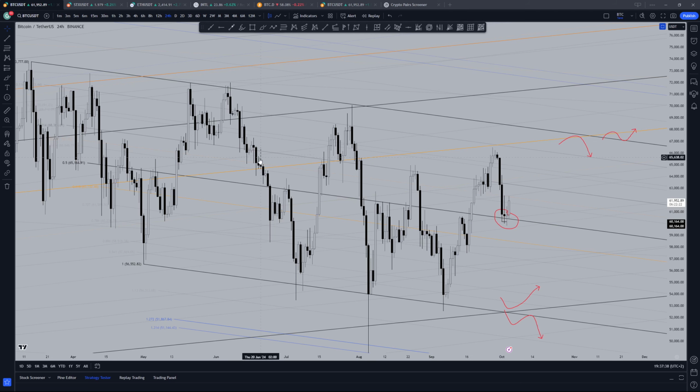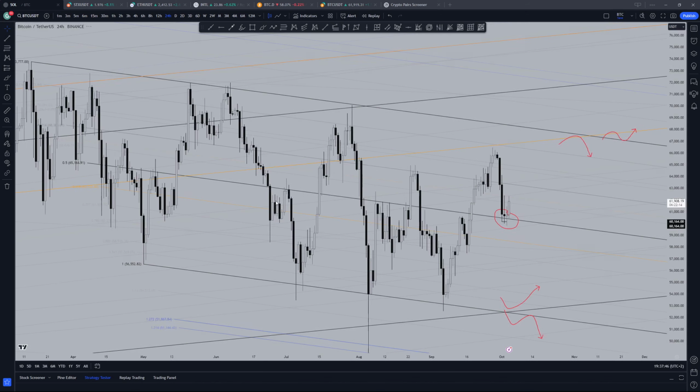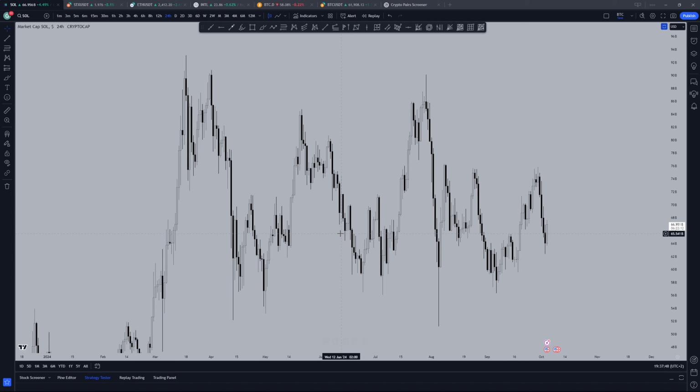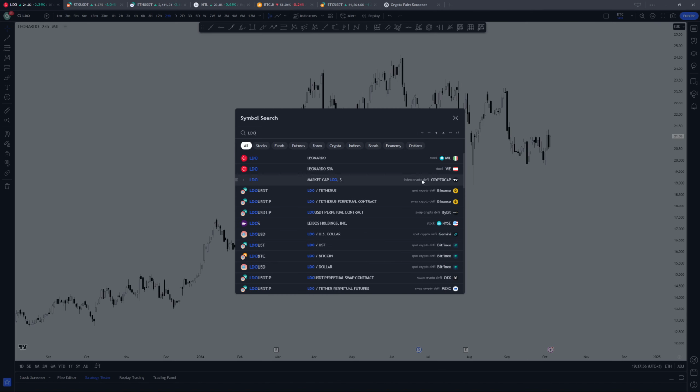How do you look at a market cap on TradingView? Okay, so now not every coin has this on TradingView, but essentially what you can do is you just type in like SOL, and then it's going to be the highest option there, the market cap chart. Or like LDO. Oh, that is a company. LDO, and then you press the crypto cap thing.